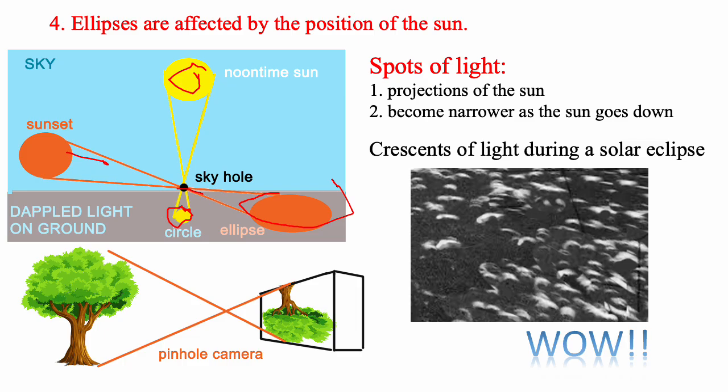These are projections of the sun, just like the pinhole camera, where we see this tree upside down. So the spots on the ground are in fact little pictures of the sun. And if the sun has a bite taken out of it, like during an eclipse, then these little shapes on the ground also seem to have bites taken out of them.